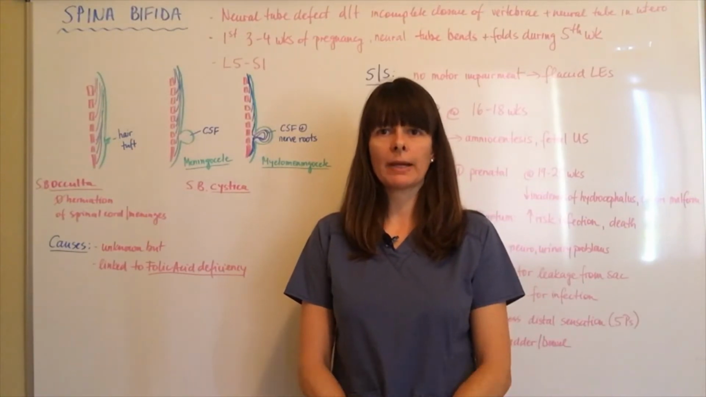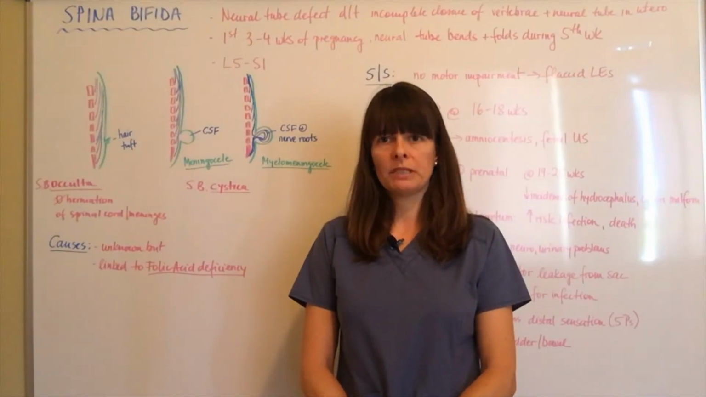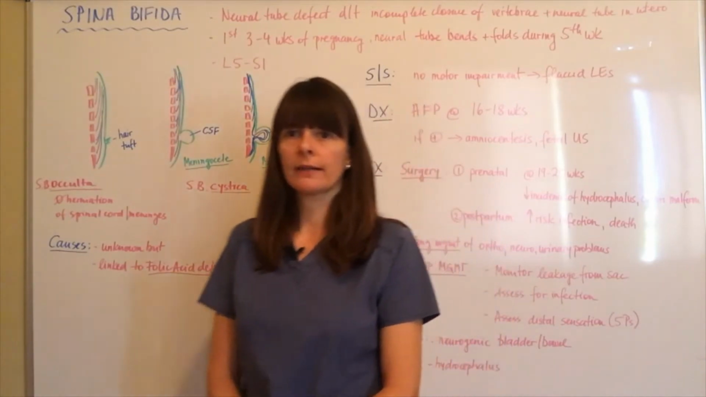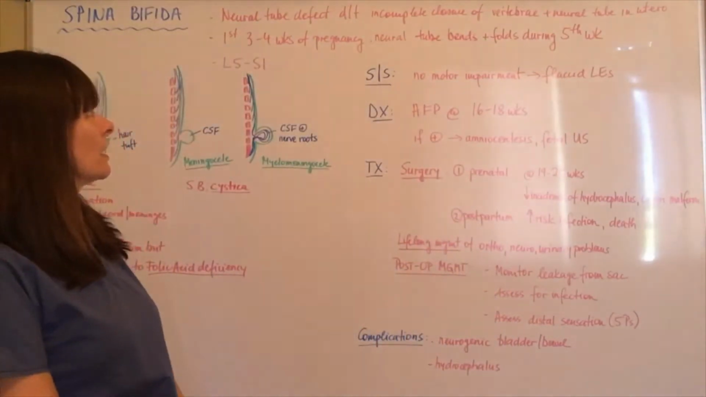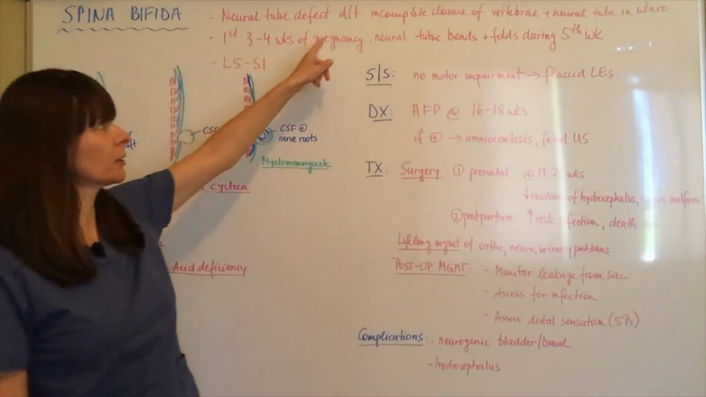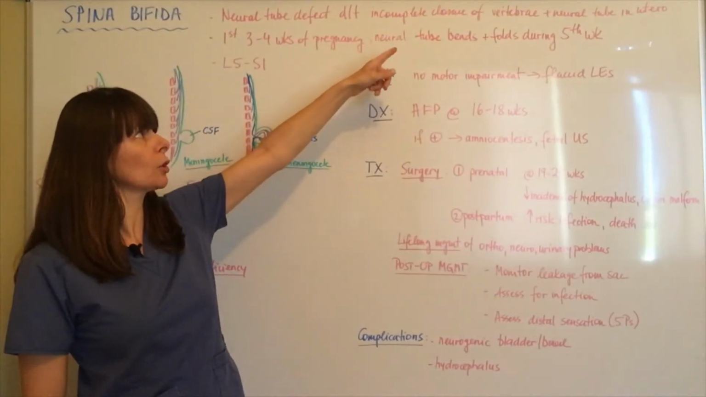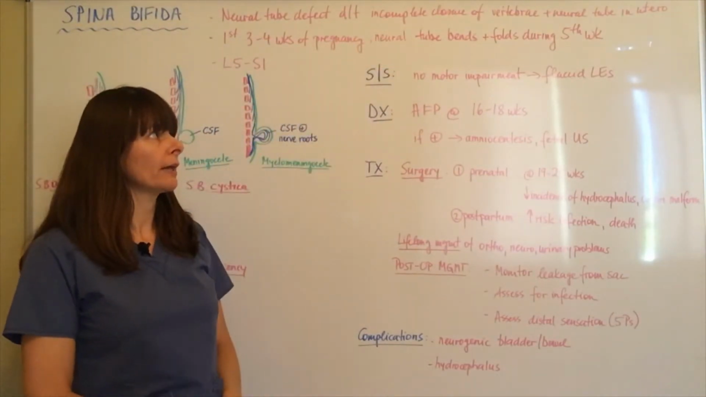Today's topic is Spina Bifida or neural tube defects. So let's take a look at this. So Spina Bifida is defined as a neural tube defect due to incomplete closure of the vertebra and the neural tube in utero.